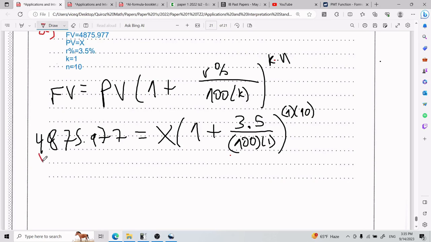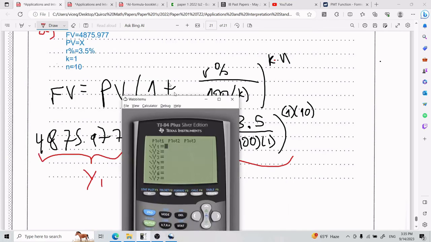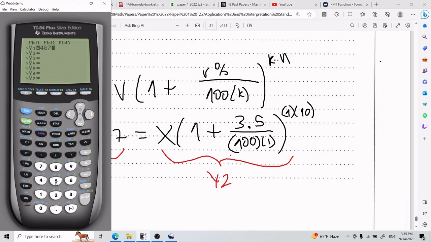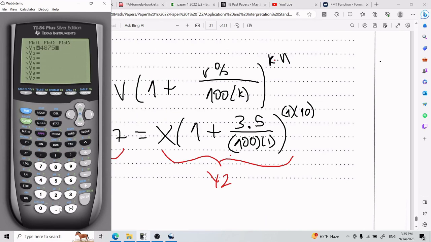I do have a video on this, but very quickly, this is going to be y1, and this whole thing is going to be y2. What do I mean by this? In your calculator, you have y1 and y2 over here as lines. See? So if you put them as lines and find wherever they meet, that is going to be whatever makes that equation true where they intersect, and that is going to be your value of x. See? So it's going to make a little bit more sense in a second.